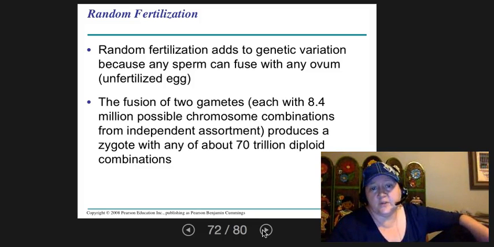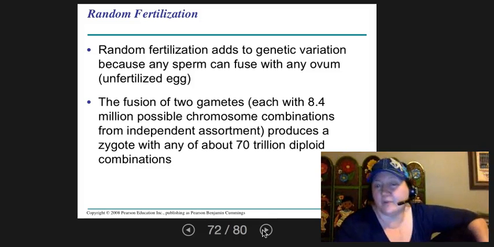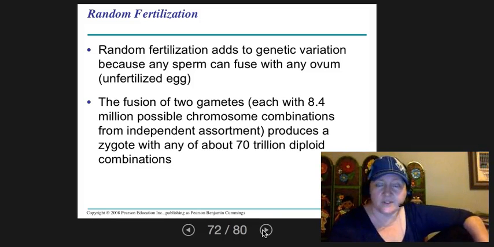So the fusion of two gametes, each with 8.4 million possible chromosome combinations, produces a zygote with any of about 70 trillion possible diploid combinations. So, you know, wow. Just wow. Like I said, it's kind of amazing that we look alike, our siblings at all.